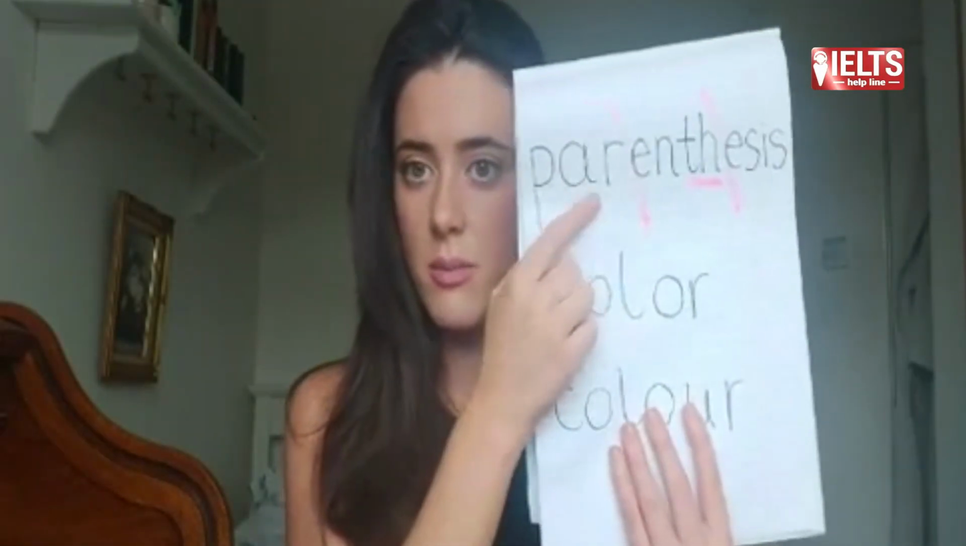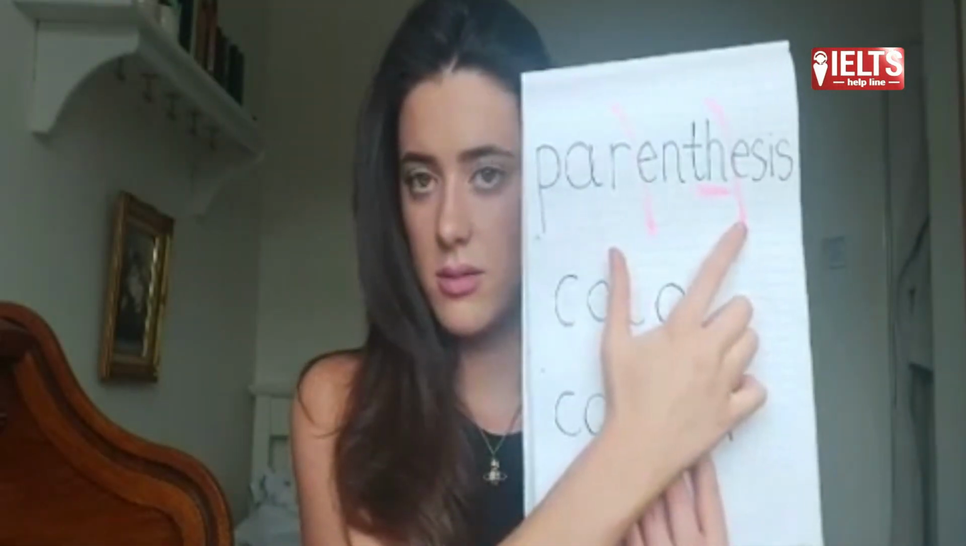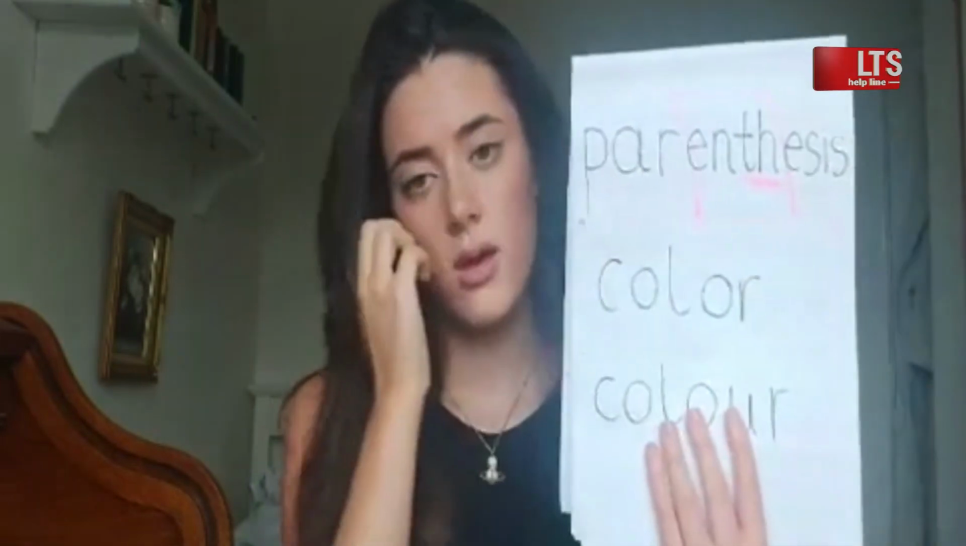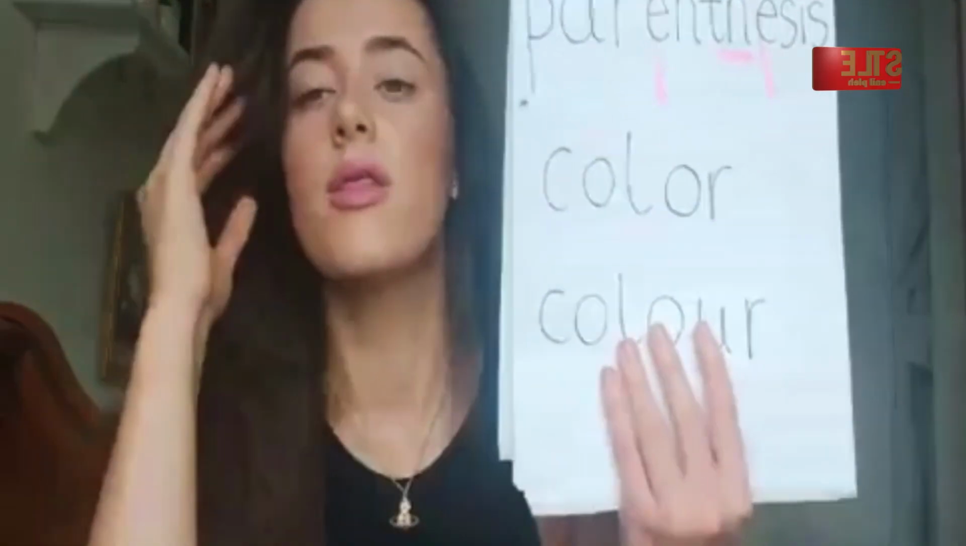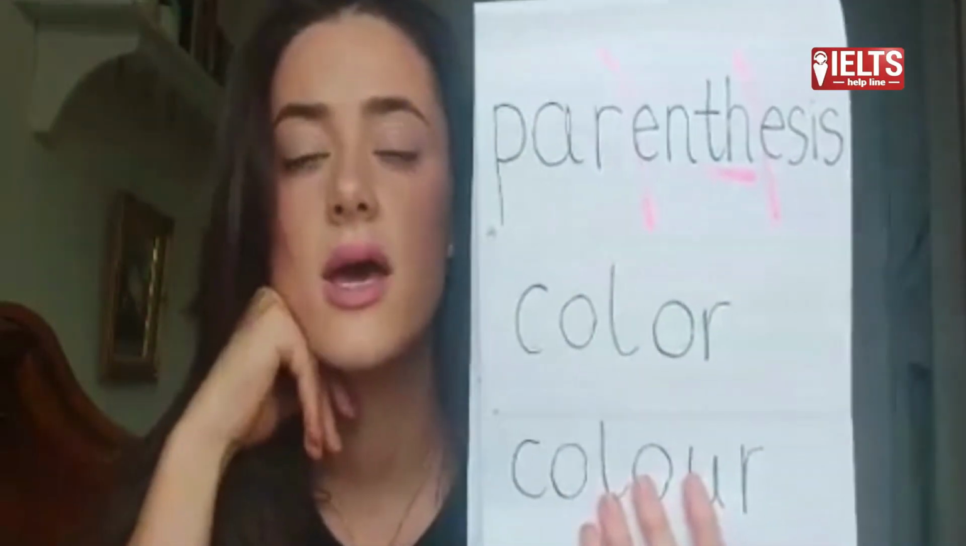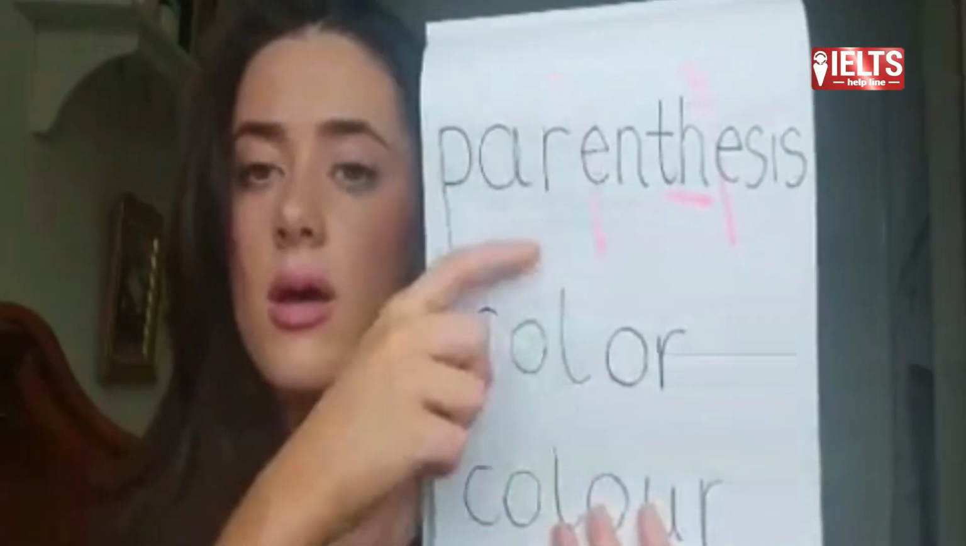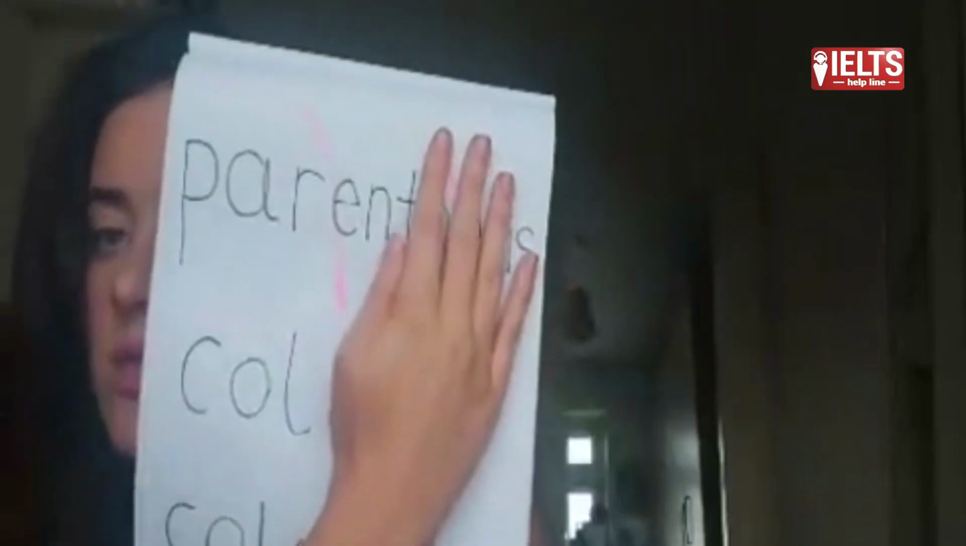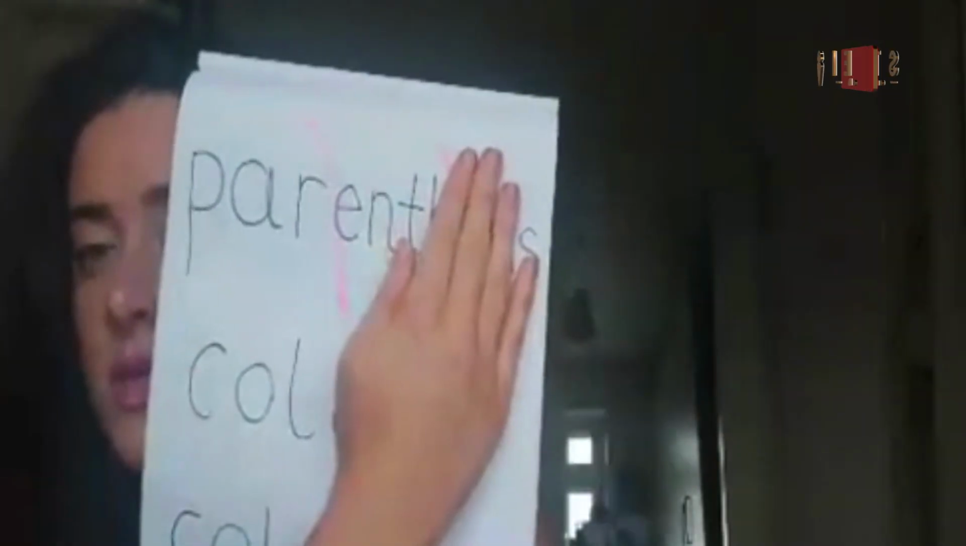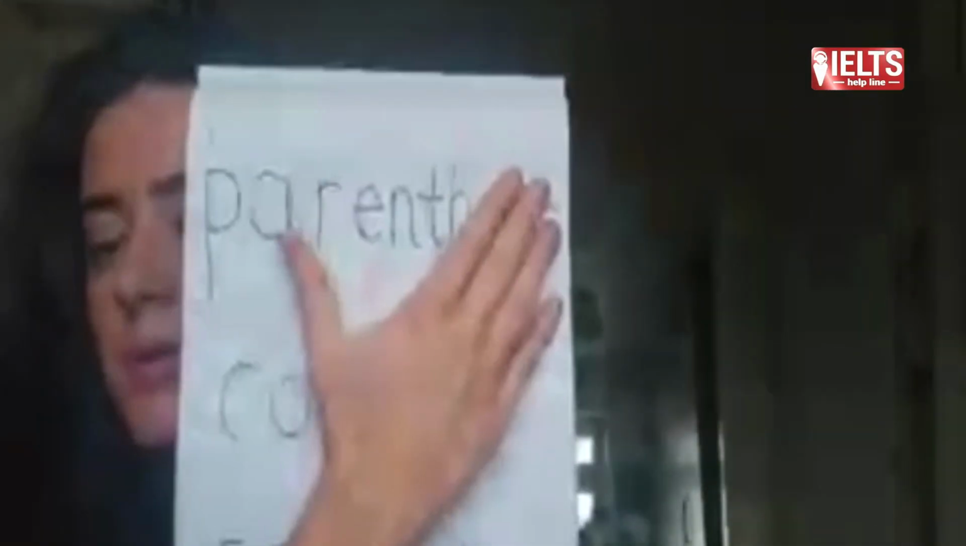Parent, parenthesis. So the difference between those was that the parent would have the emphasis, the stress of the word parent. So it would be on the front of the word, the first part. Whereas with parentheses, the focus is on this section that I've drawn off here in pink.